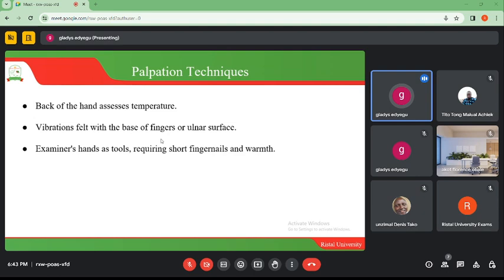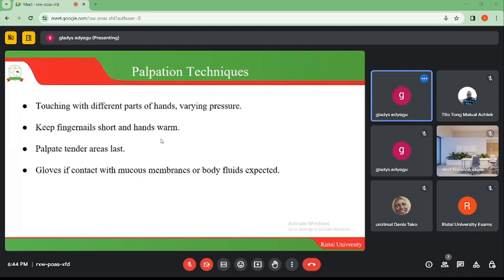We require short fingernails and warmth. So when you examine the patient, your fingernails should be short because you might end up scratching the patient with long nails. As a health worker, we are supposed to keep our fingernails short. And before you touch the patient, you have to warm your hands, because if your hands are cold, you may scare the patient and fail to get what you really need to find out. And touching uses different parts of the hands with varying pressure. So if you're touching the patient, touch in a calm way. If you're feeling for the temperature, feel it with the back of your hand, and that is it.